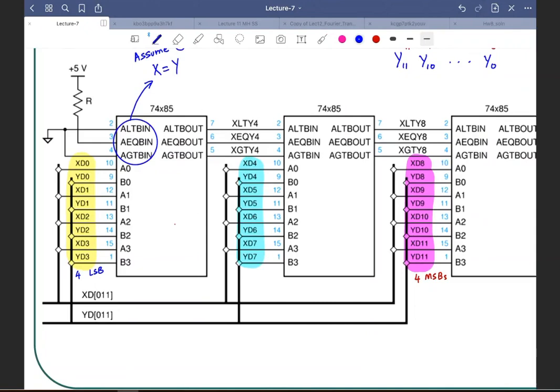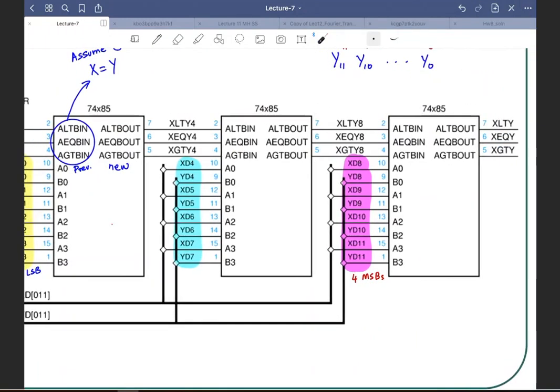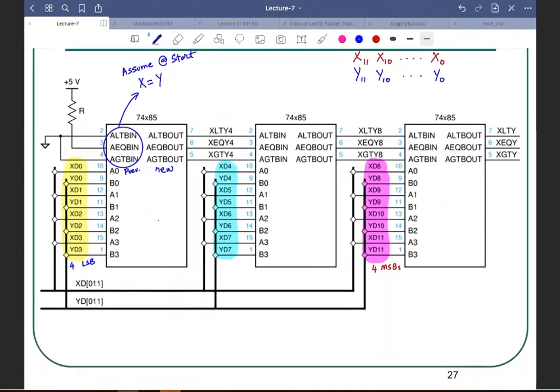So these are essentially your previous outputs, or previous comparison status. And then this is the new. Now, based on the new outputs, those become the new inputs for the next level. So as you can see here, we are doing this in multiple stages. So these are new, and this is from the previous stage.